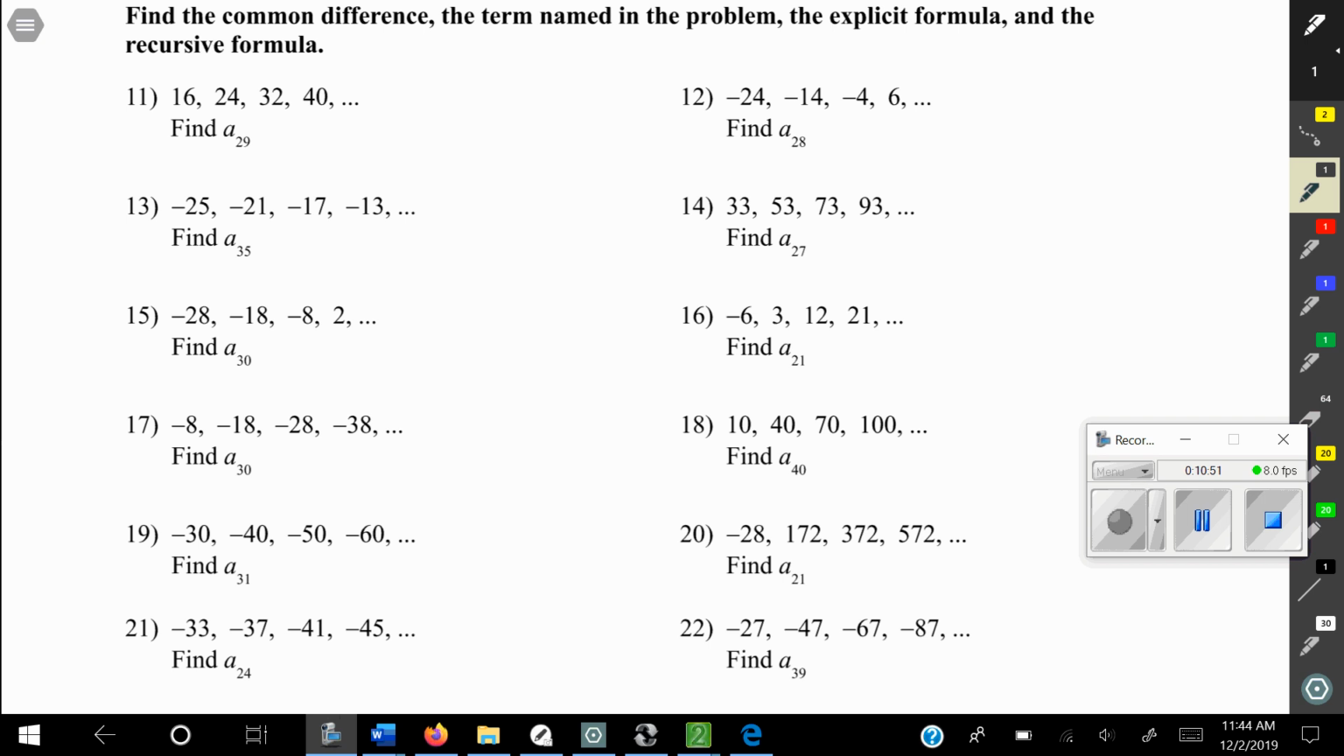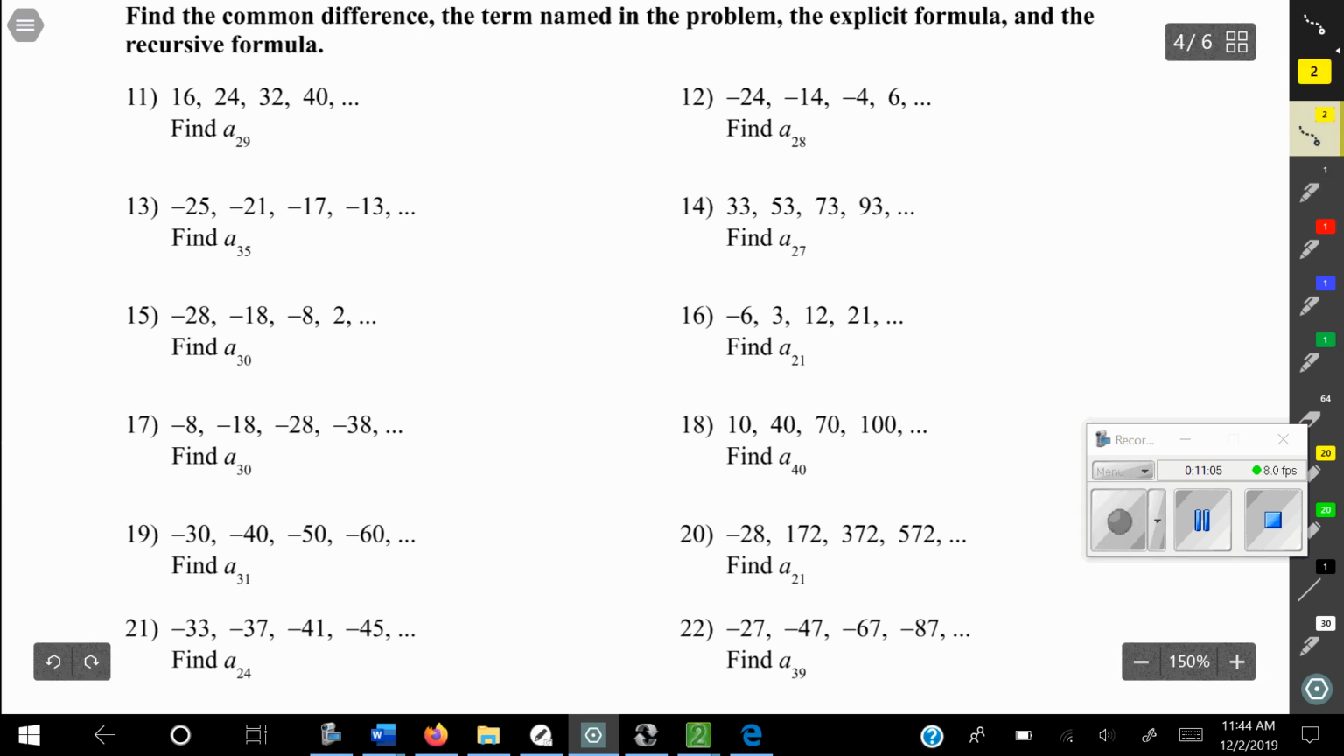Okay, here's a few practice problems. Here, I need you to write out the explicit rule and the recursive rule, and then tell me whatever term you're looking for, like looking for the 29th term. So this is kind of like practice for the recursive and explicit rule here.